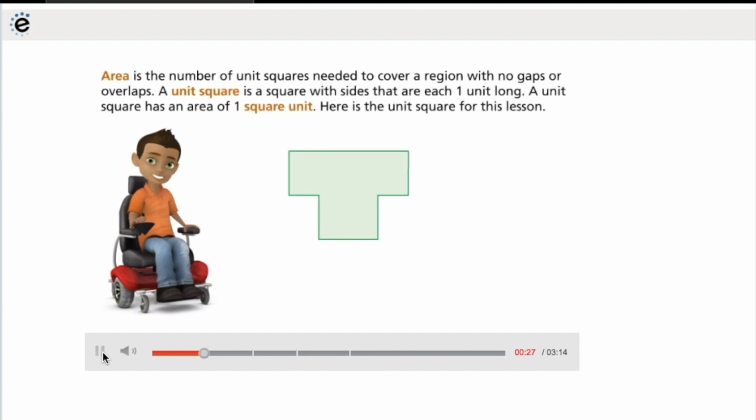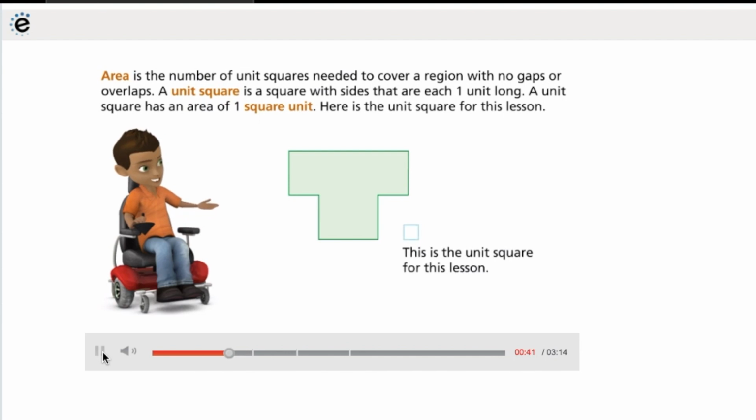Area is the number of unit squares needed to cover a region with no gaps or overlaps. A unit square is a square with sides that are each 1 unit long. A unit square has an area of 1 square unit. Here is the unit square for this lesson.